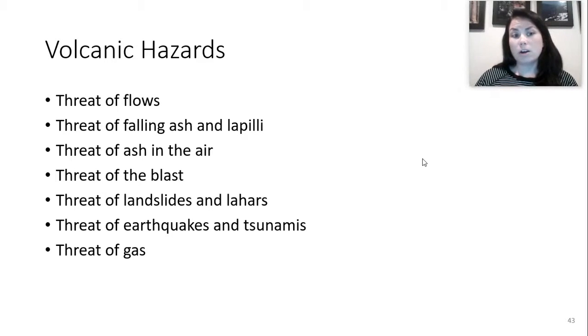We talked about lahars, but there are also landslides that can occur. Volcanoes can also produce earthquakes and tsunamis. And of course, we talked about aerosols and gas and sulfuric gas that can be emitted from a volcano. And those are all things that you don't want to breathe. So these are some of the volcanic hazards that are associated with volcanic eruptions.